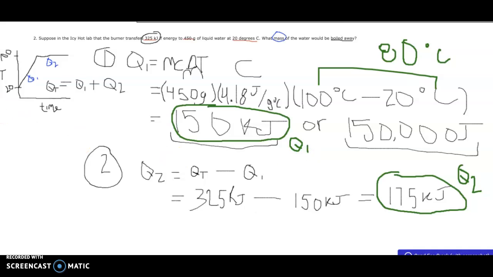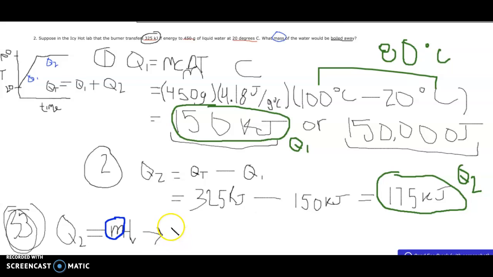So the question is asking, what is the mass of the water that would be boiled away? So the last step would be to find M during this phase change. So we can use the Q2, and it's a phase change, so we know that we have to use heat of vaporization or heat of fusion in our equation. So in this case, we have liquid to a gas, so we'd have to use heat of vaporization. But we're trying to solve for M, so we have to do it a little bit differently, and we have to isolate that variable. Again, you guys have to show this on your tests.